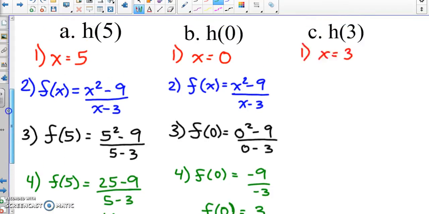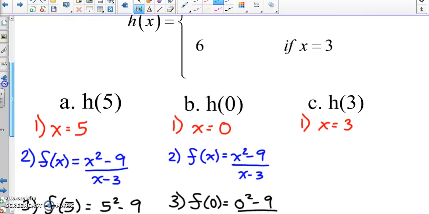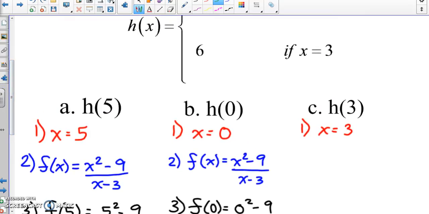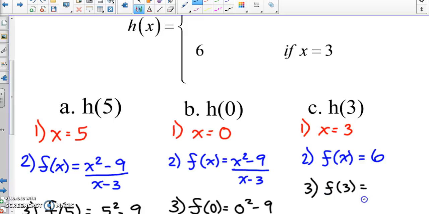And then the last part says x equals 3, so we must use that second equation there. f of x equals 6 is the equation, and that's when x equals 3. All right, so we're going to substitute the value in for it. Substitute 3 in there. Now, is our answer 6 or 18? Or is it 8 or 9?